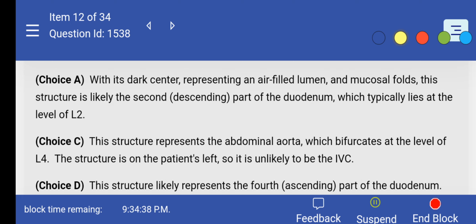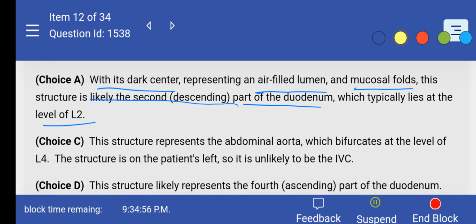Why not option A, with its dark center representing an air-filled lumen and mucosal folds? The structure is likely the second, that is, descending part of the duodenum, which typically lies at the level of L2.